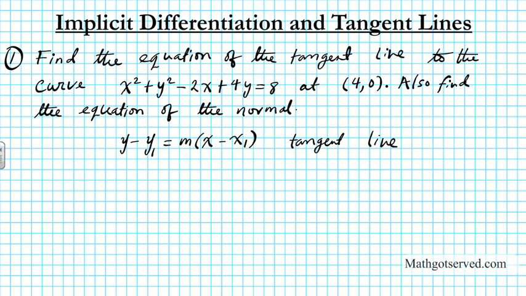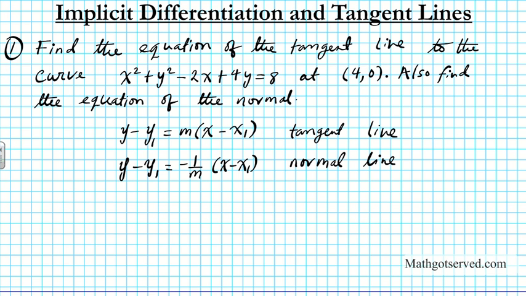And for the normal line, we just need to find the inverse of the slope. So we use the equation y minus y1 equals negative 1 over m times x minus x1. Basically, the negative reciprocal of the slope of the tangent line gives the slope for the normal line. Since we have only 1 point, we need to find the slope. We already know the point is (4, 0), so x1 is 4 and y1 is 0. All we need is m, and then we're good to go.